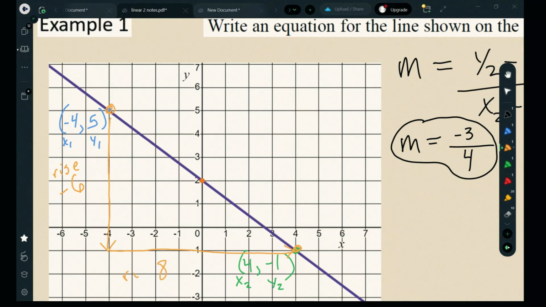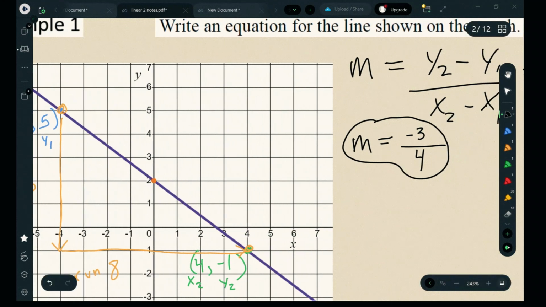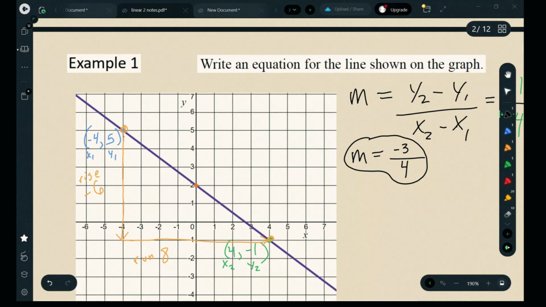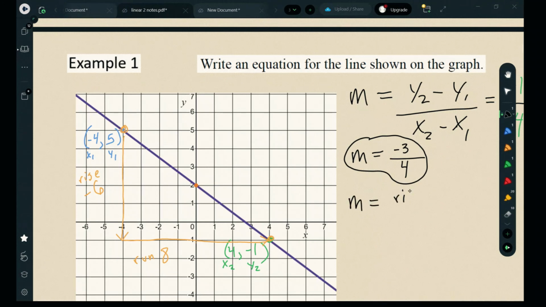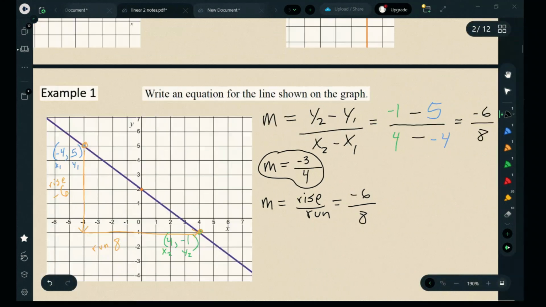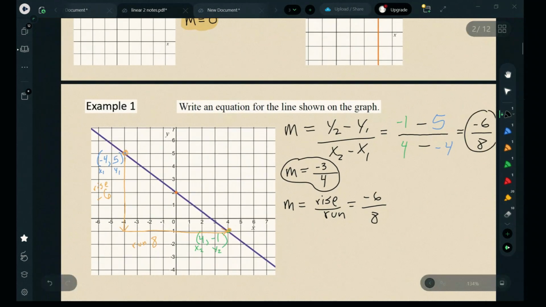So the run is an 8. So I can also write my slope like this. Slope equals rise over run. And our rise was negative 6 over our run is an 8. And take a look, we get the same thing. That's the same thing that we had right here, negative 6 over 8.